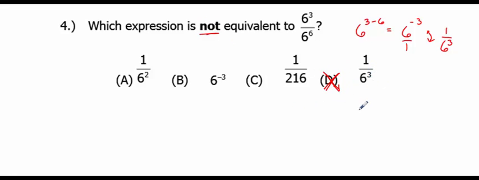6 to the third is actually 216. If I were to multiply it by itself 3 times, it's 216. So that's out. Okay, and we did find that 6 to the negative third right up here was an answer as well. So that has to be out. Therefore, that should tell us by process of elimination we are looking for 1 over 6 to the second. That is not the same thing as what we found with 6 to the third divided by 6 to the sixth.